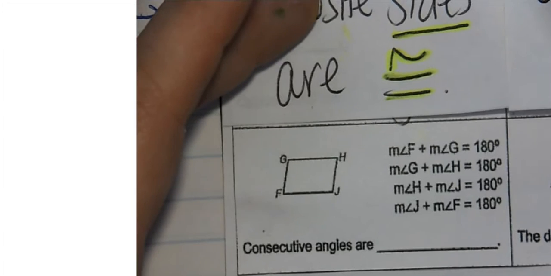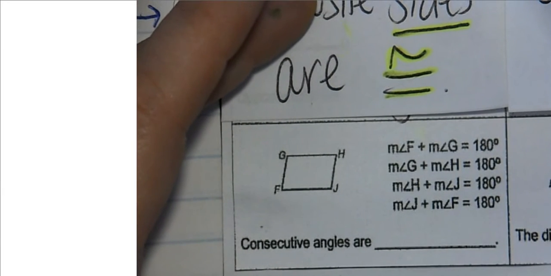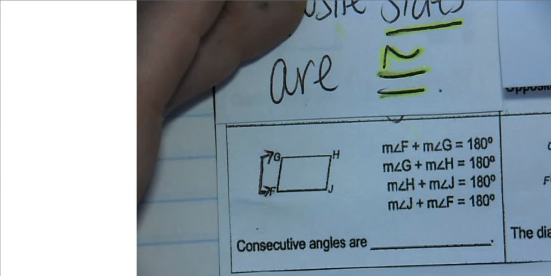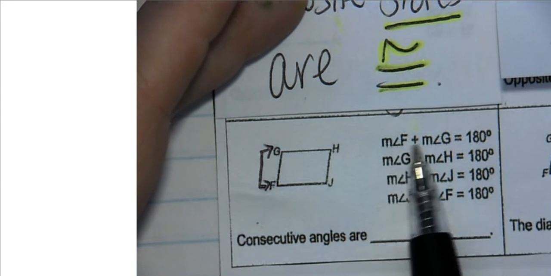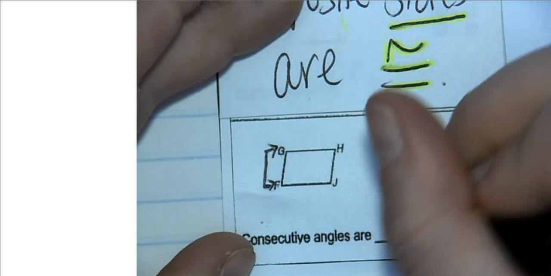The next one we're going to talk about is consecutive angles. Remember that consecutive angles are all of the angles that are connected to each other. You're going to see me use this big bracket to show a connection, like the measure of angle F plus the measure of angle G is 180. That's because these are consecutive interior angles. They will be supplementary, meaning they add to equal 180. So all of the angles that are connected to each other, going all the way around, will be supplementary. They will add to equal 180 degrees.